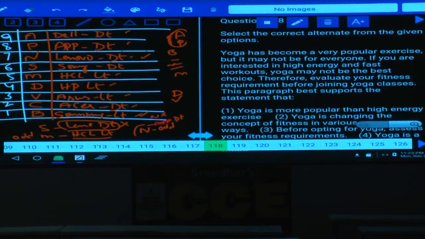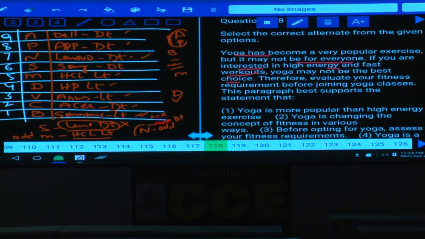Yoga has become a very popular exercise, but it may not be for everyone. Though it has become very popular, it is not for everyone. Anta popular ayinappudu kuda andariki idi kaadu antunnadu. Why? Because if you are very much interested in high energy and fast workouts, yoga may not be the best choice. Yoga is not for those who are looking for fast workout and high energy type of exercises.